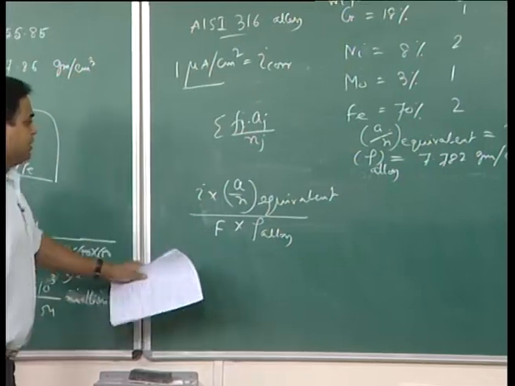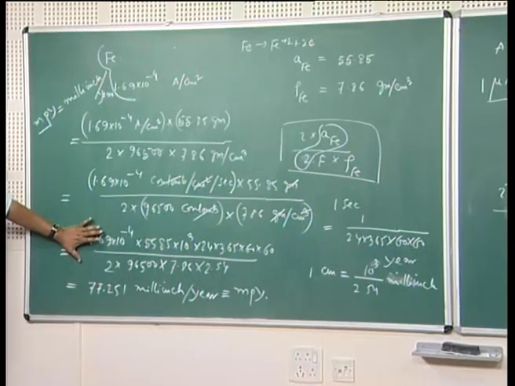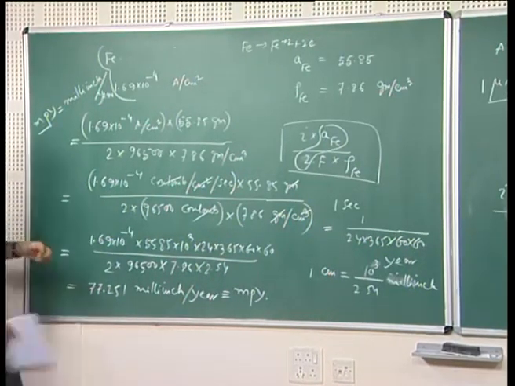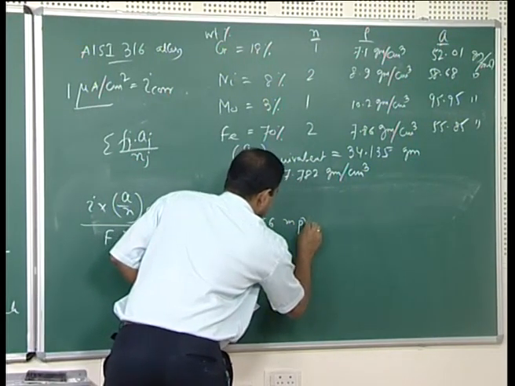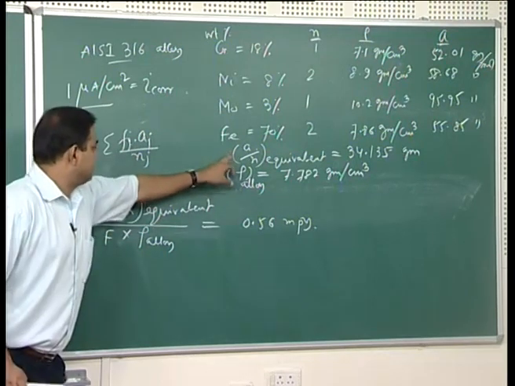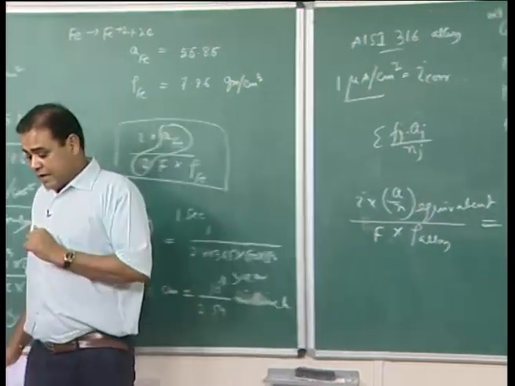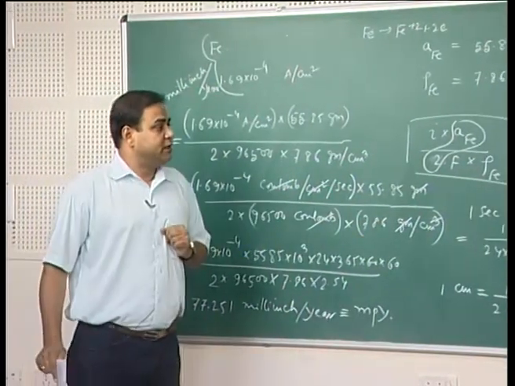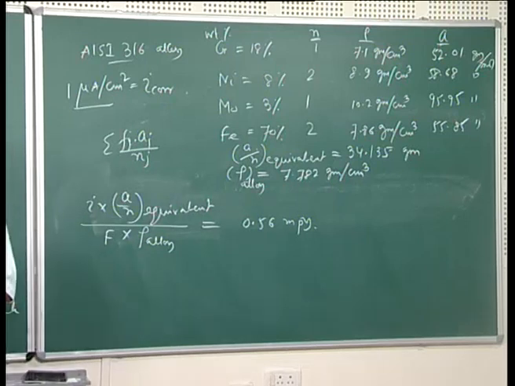So, now you have to put all the values and do the same treatment, the way it has been done for the conversion of units. You would get that this value is coming out to be 0.56 MPY. You have to put this 1 microampere per centimeter square, that means 10 to the power minus 6 ampere per centimeter square, and for rho alloy you put this value, and 1 Faraday is 96500 coulomb per gram equivalent. So, you would get the corrosion rate expression in the form of MPY.